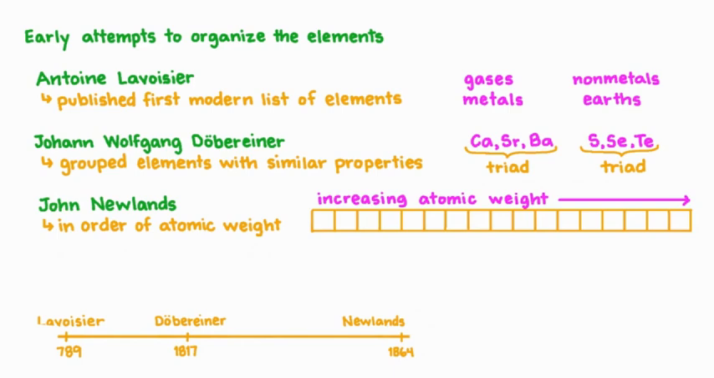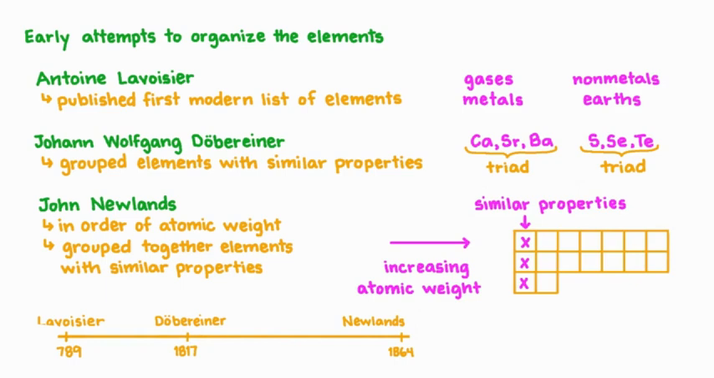In 1864, British chemist John Newlands organized the 62 known elements by increasing atomic weight. Newlands noticed that when the elements were listed in order of atomic weight, every 8th element had similar behavior. So he arranged the elements into rows and columns so that the elements were still in order of atomic weight, but elements with similar properties were grouped together.